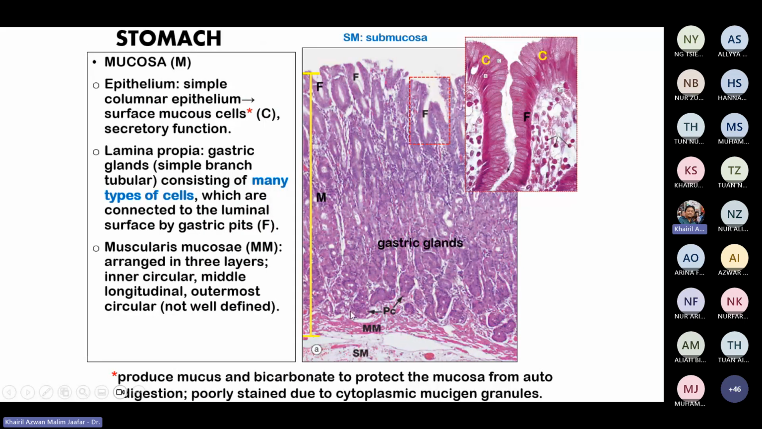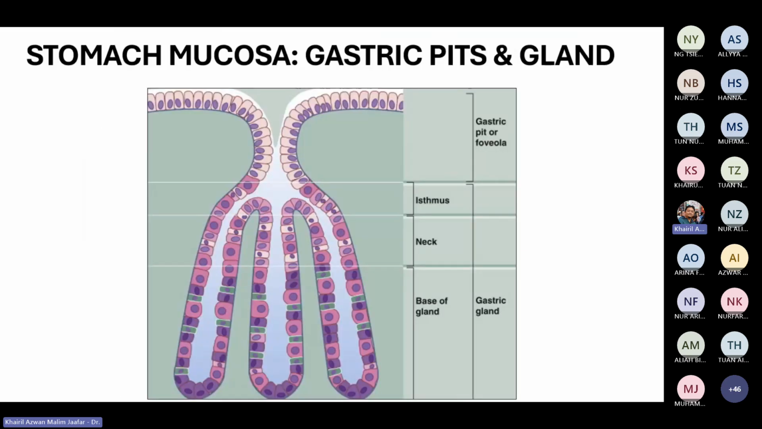Okay. So the epithelium is simple columnar epithelium. There are the gastric pits. So let's see again the gastric pits. Which one is the gastric pit? This upper part is the gastric pits, and the part with the isthmus, neck, and base of gland, those are the gastric glands.